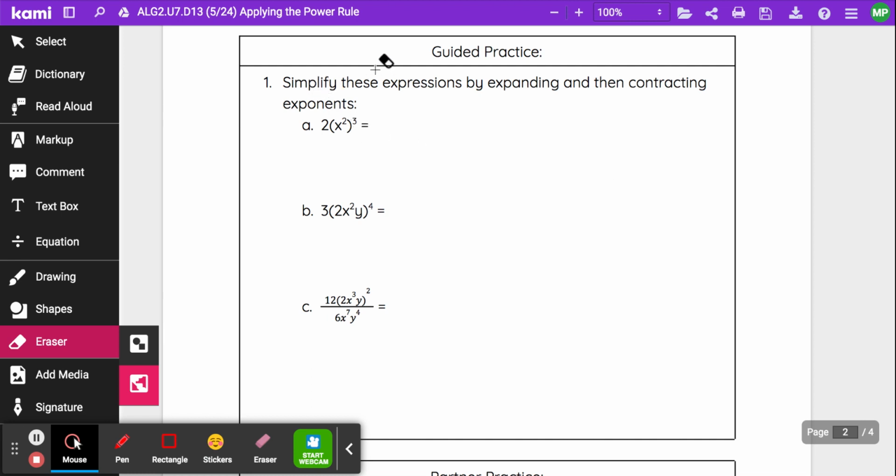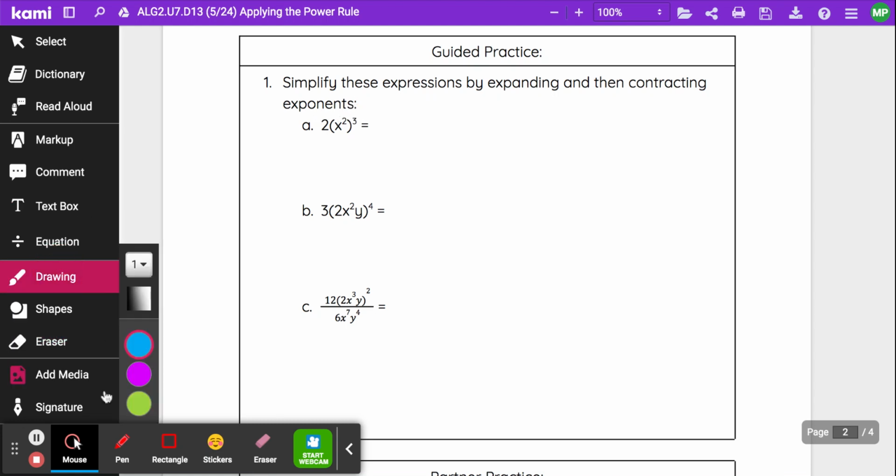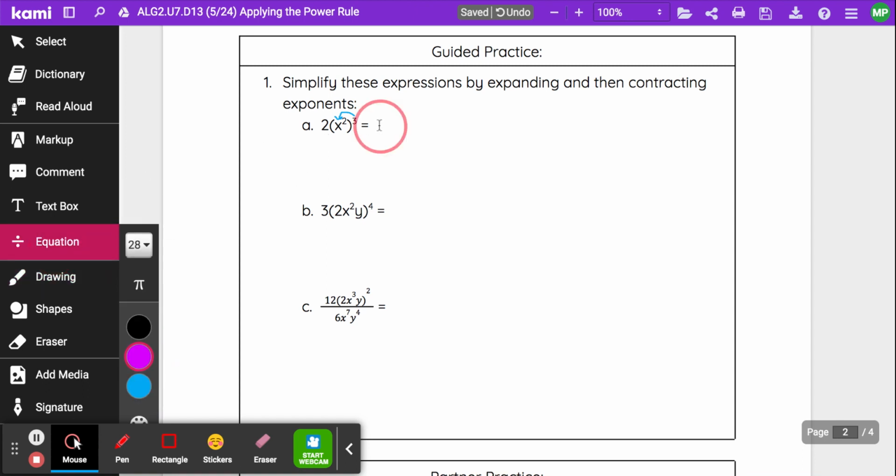So it says simplify these expressions by expanding and then contracting exponents. So for this first one, I'm looking at 2 times x squared to the power of 3. And notice that the 3 is only attached to this x squared, not to the 2, because that's not being raised to the third power. So what this is going to look like if I expand it out just a little bit, I still have the 2 outside. I'm doing x squared 3 times.